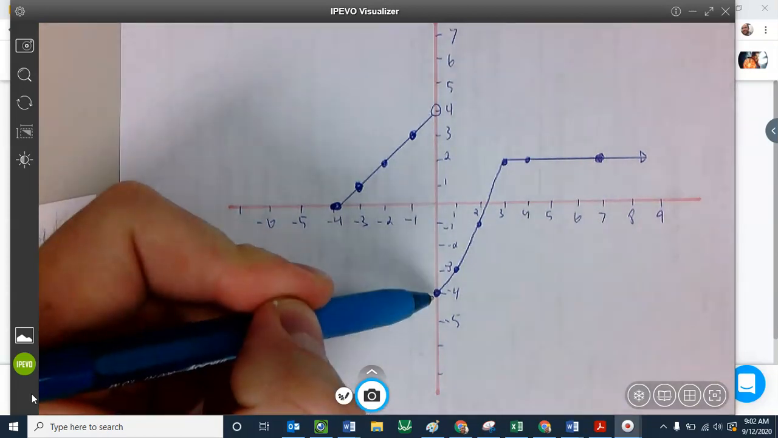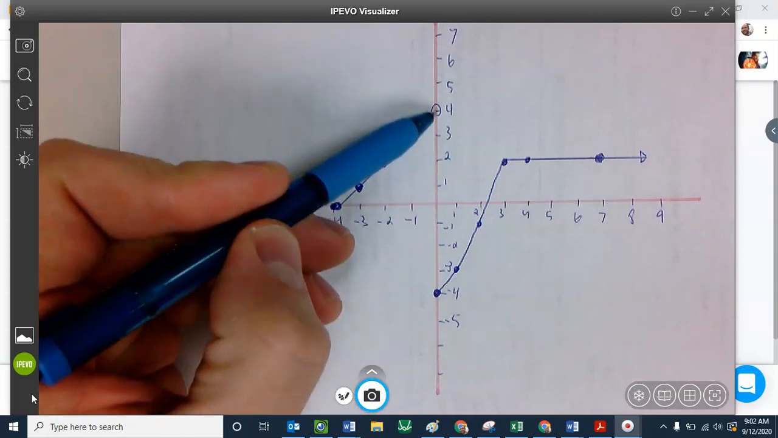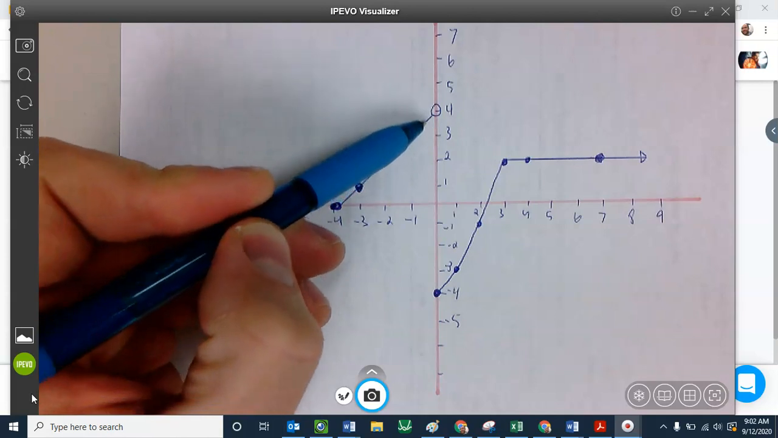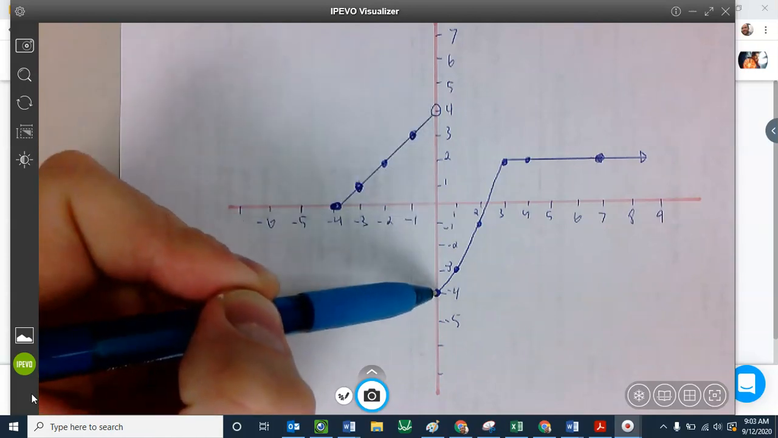Ignore that. For us, and this is what we talked about a little bit in class, we want the colored in circle. The colored in circle is inclusive. We're including that value in our explanation, in our graph. This one, we're including all the values up until that, 3.99999, but once we get to 4, it actually jumps down here to this other point.